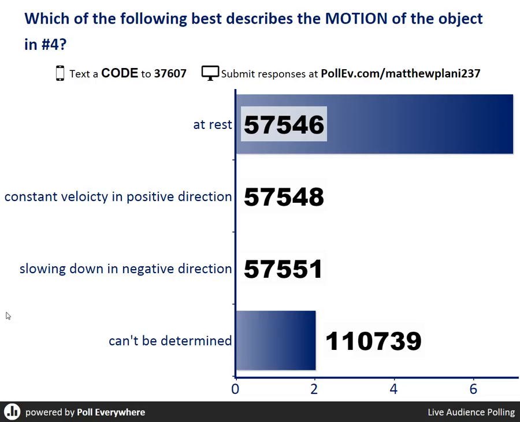Because if gravity was the only thing acting on it, what would it do? If gravity's the only thing acting on something, what does it do? Right? It falls, and as it falls, it accelerates. How fast? 9.81. That's not happening to this. So there is no net force acting on it. Gravity pulls down, the track itself pushes up, they cancel each other out.